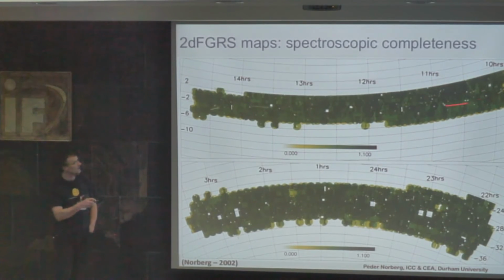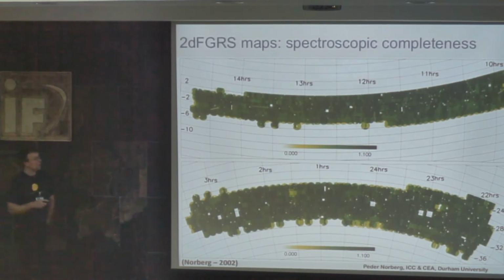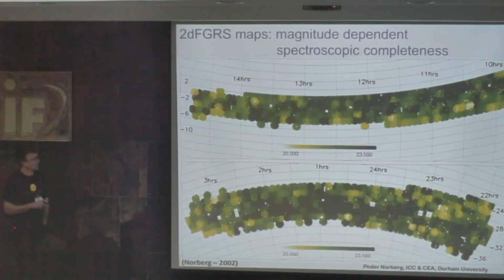Spectroscopic completeness, again, is where these maps really show how good you are at characterizing the completeness of your survey as a function of position in the sky. And this is quite clear in this way, for different fields. And you have something more complicated, which can be magnitude-dependent spectroscopic completeness.